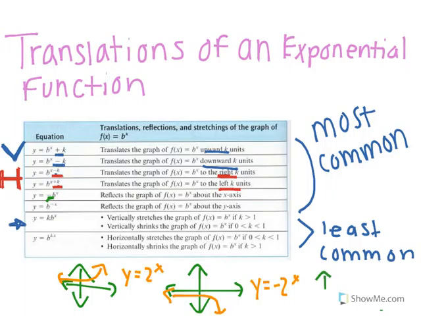And the opposite goes if the negative is in the power next to the x. So, for example, if I had y equals 2 to the negative x, I would flip it over the y-axis, so it would look more like this. I just flip the entire thing over the y-axis, which is the vertical axis.